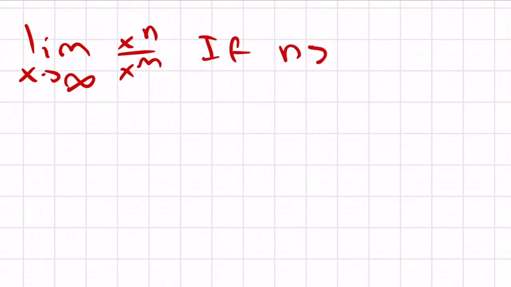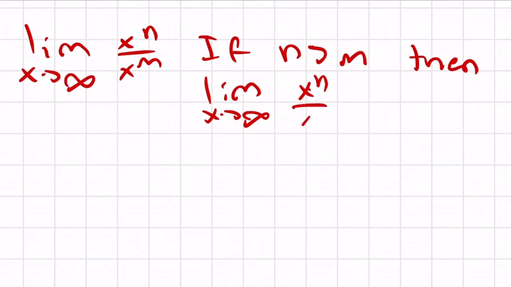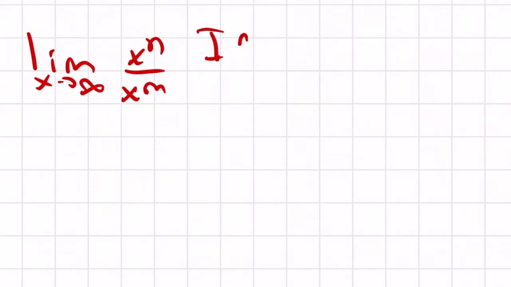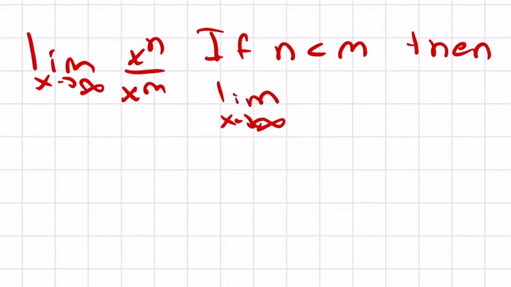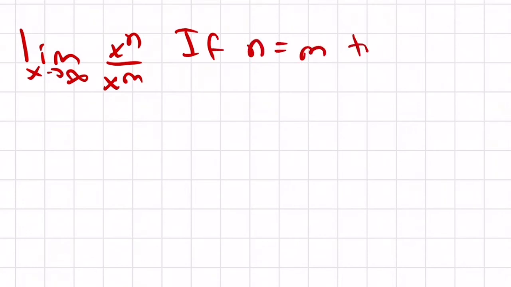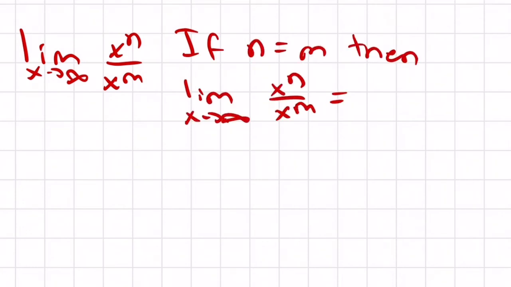For limits at infinity, if the term with the highest power in the numerator is greater than the term with the highest power in the denominator, the limit goes to infinity. If the term with the highest power in the denominator is greater than the term with the highest power in the numerator, then the limit approaches 0. If both are equal, then the limit evaluates to the highest term divided by the lowest term.